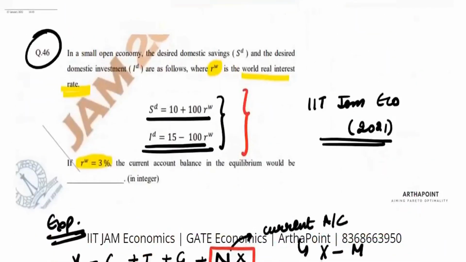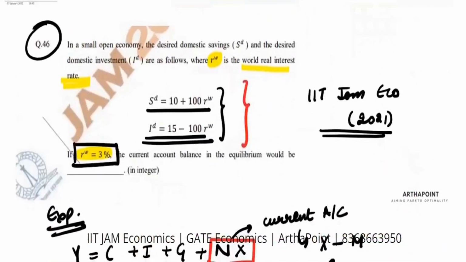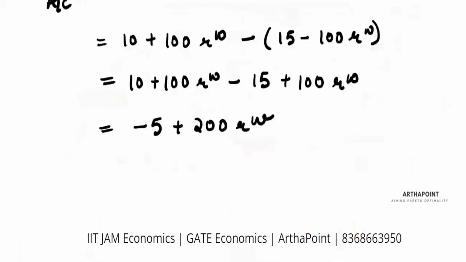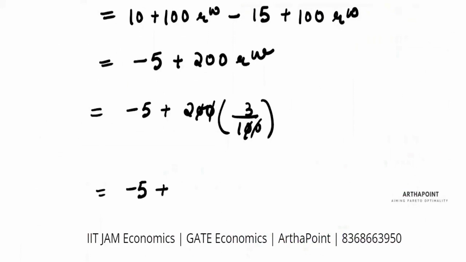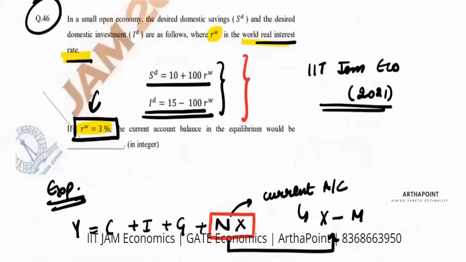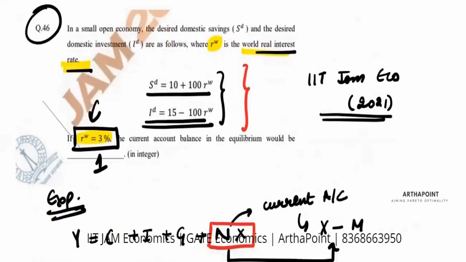It says that RW, which is the real interest rate, is 3%. So I will just put its value. So this will be minus 5 plus 200 times 3%, which means 3 by 100. So this will be minus 5 plus 6, which will be 1. So the answer to this question is 1. This will be the current account balance. Okay, thank you.